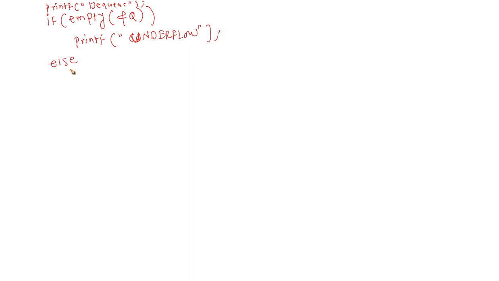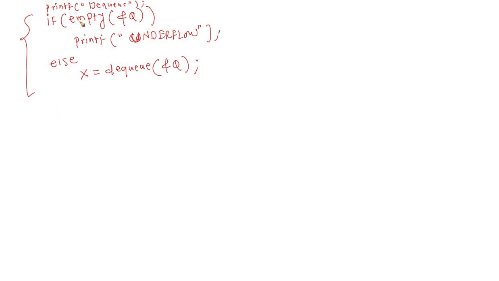Else, that means the queue is not empty. In that case, what will you do? If the queue is not empty, we'll call the dequeue function, right? And the dequeue function will remove an element from the queue, and it will return that element to you, and you will store that element in X. X is equal to dequeue. And to this dequeue, I'll only pass the queue's address. Here, I need not pass which element is to be removed or dequeued, right? So I need to only pass the queue, right? So this is dequeue, right? And then after performing dequeue, you may want to print.